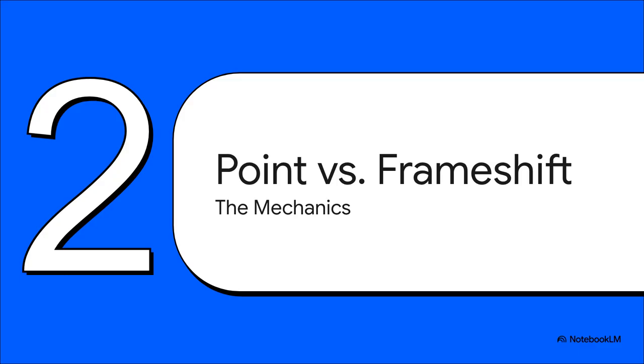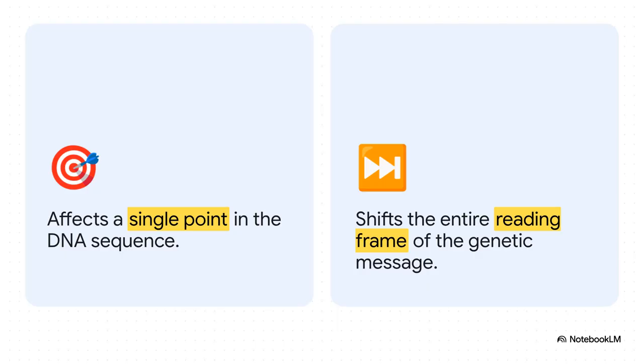Okay, so we know a mutation is a change in the recipe. But now we've got to ask, how can that recipe get changed? Turns out there are two main ways, and telling them apart is absolutely critical. It's really the difference between a tiny typo and scrambling a whole paragraph. On one hand, you've got point mutations. Think of these like a single-letter typo. Just one little base, one point, is affected. But on the other hand, you have frame shift mutations, and these are a whole different ballgame. They don't just change one letter, they completely mess up how the rest of the sentence is even read.